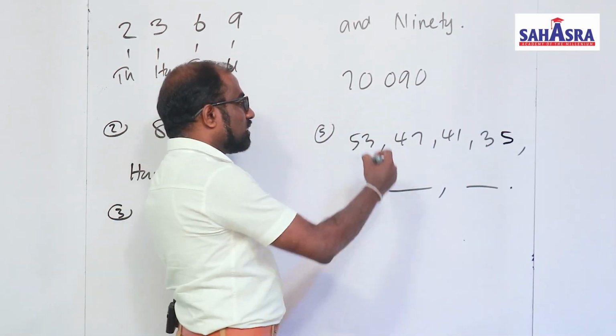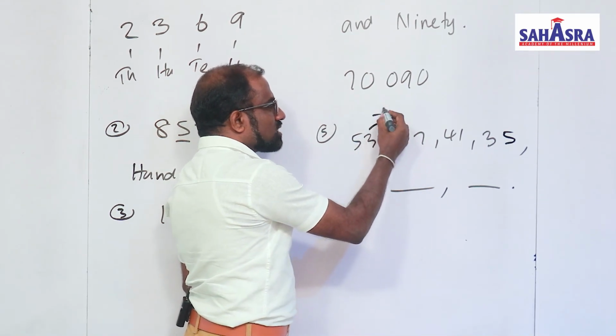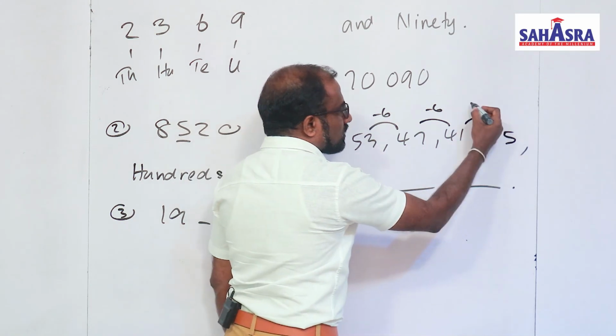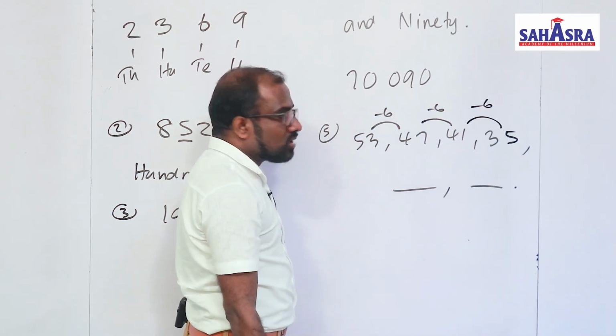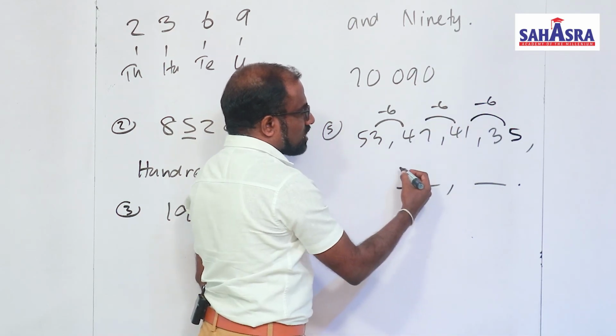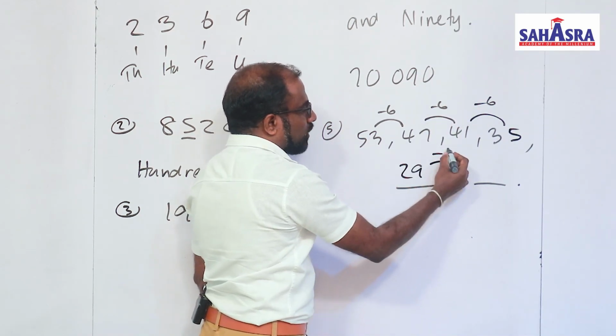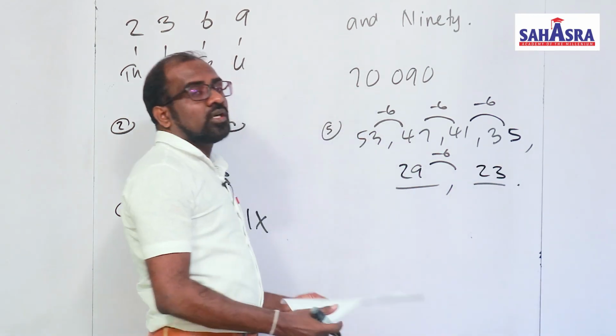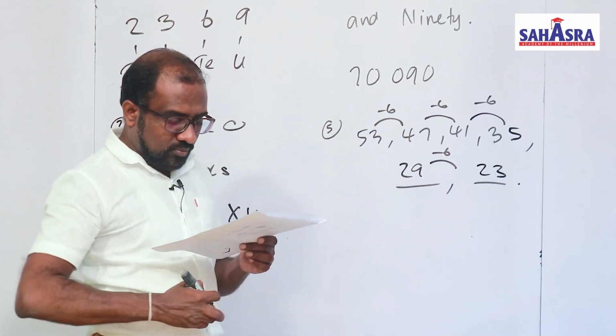Subtracting what by what? 53, 47: 6. 47, 41: again you subtract 6. 41, 35: again you are subtracting 6. So, what should be the next number, children? 35 subtract 6. That is 29. Next one, 29 subtract 6, or minus 6, is 23. Those are the next 2 terms of the number pattern.